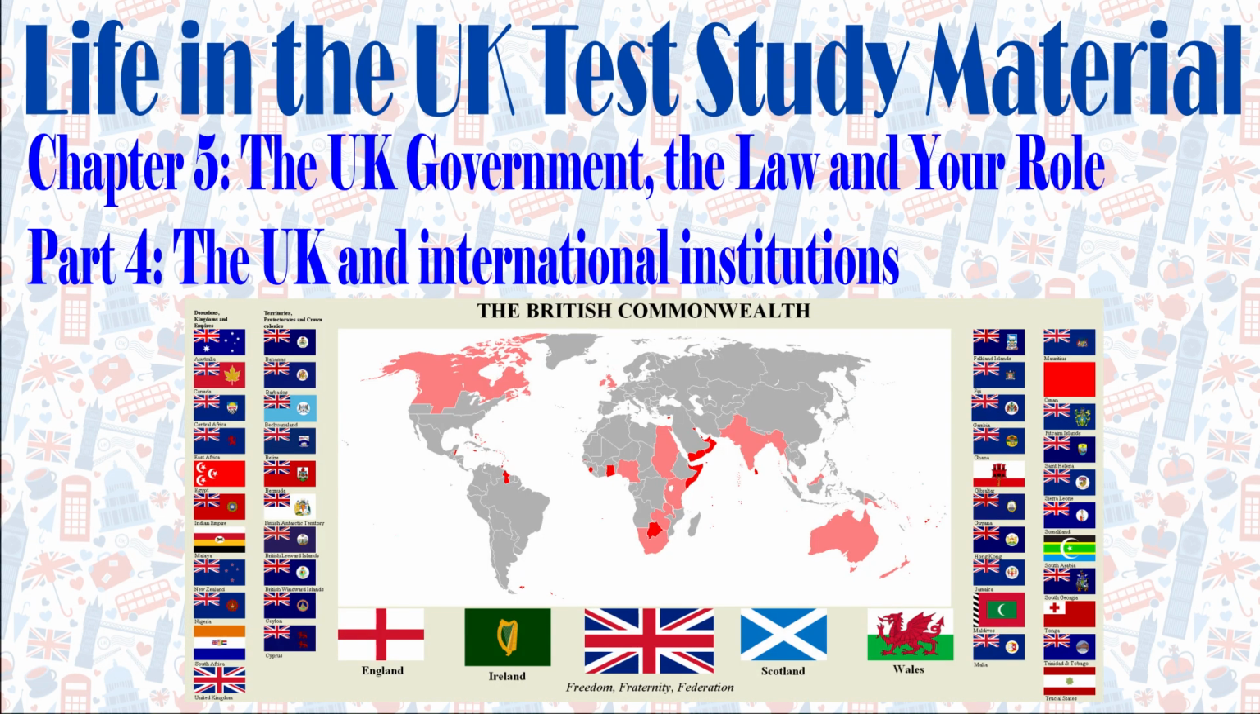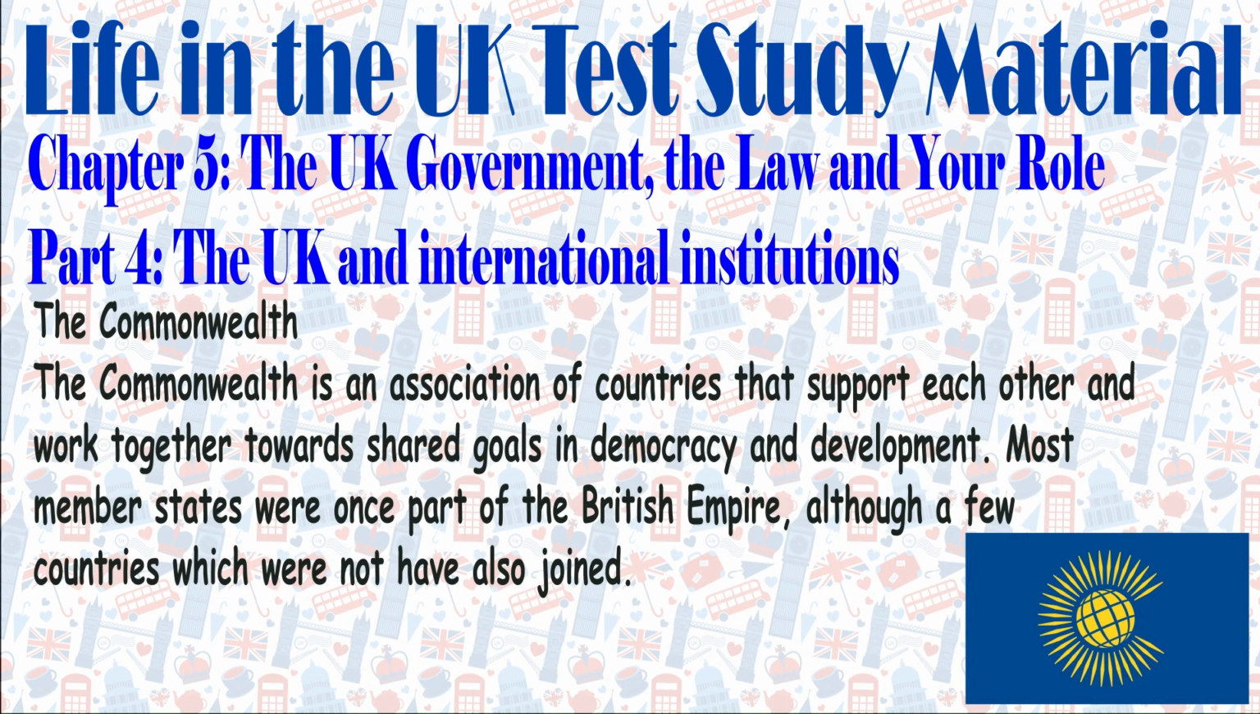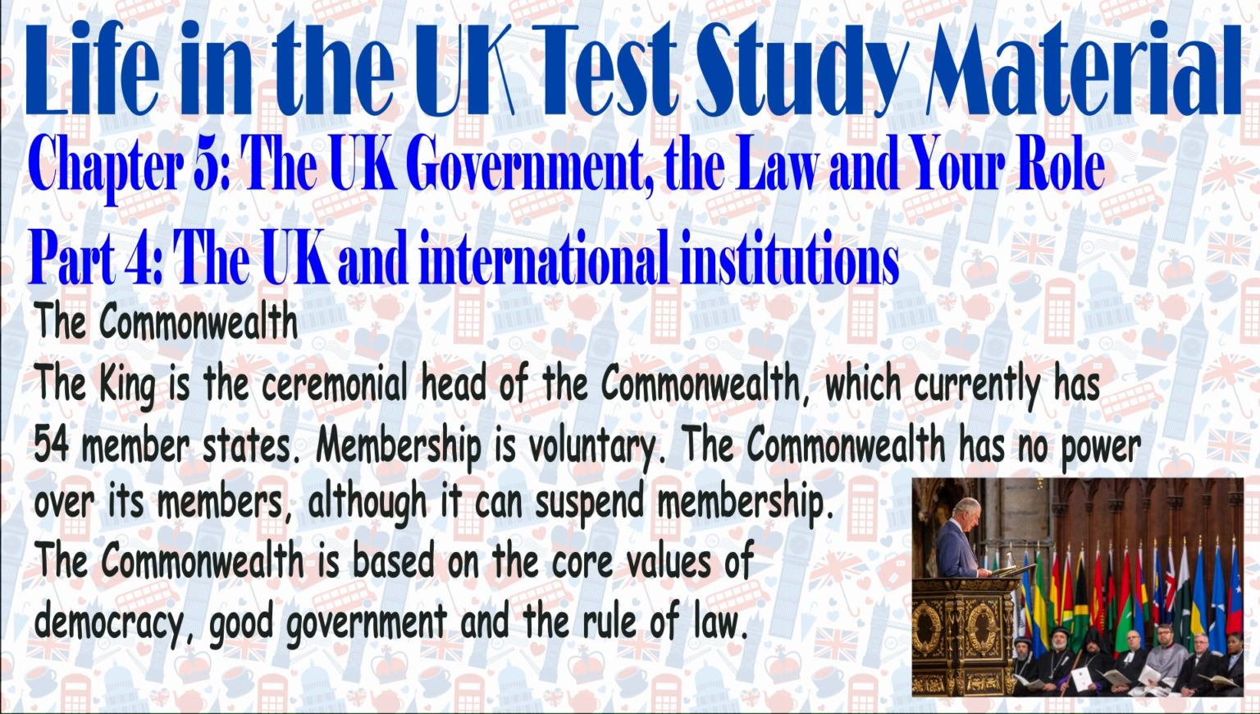Part 4, the UK and international institutions. The Commonwealth. The Commonwealth is an association of countries that support each other and work together towards shared goals in democracy and development. Most member states were once part of the British Empire, although a few countries which were not have also joined. The King is the ceremonial head of the Commonwealth, which currently has 54 member states.